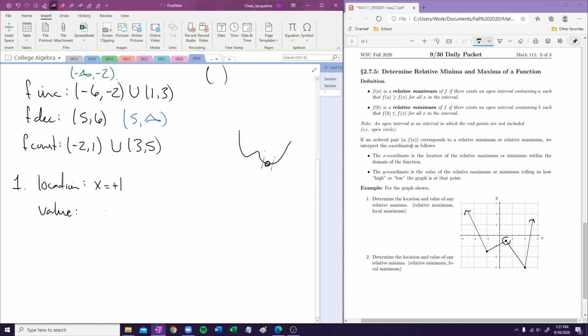Okay. And then the value is y is equal to -1. So another way to say it is at x equals 1, the function has a relative maximum of -1.